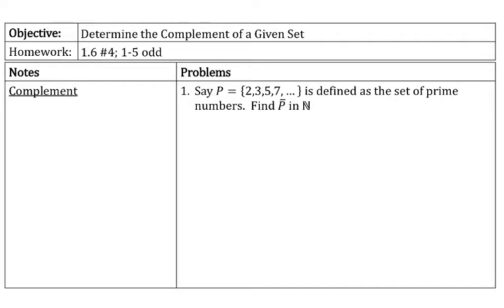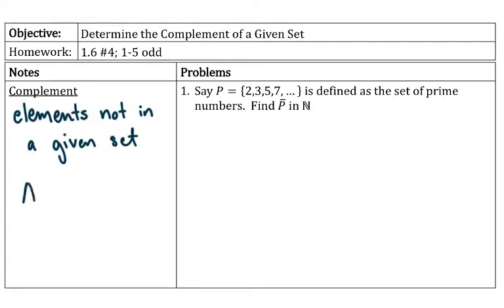Now the first thing we want to do is define what a complement is. You might think about it like a complementary angle, and it's really similar. It's the elements that are not in a set. This would be denoted, so if the given set is A, the complement of A would have this little bar over the top. What's really important to notice is that the elements not in A depend on what we call a universal set. So the complement of A is the universal set minus any element in A.